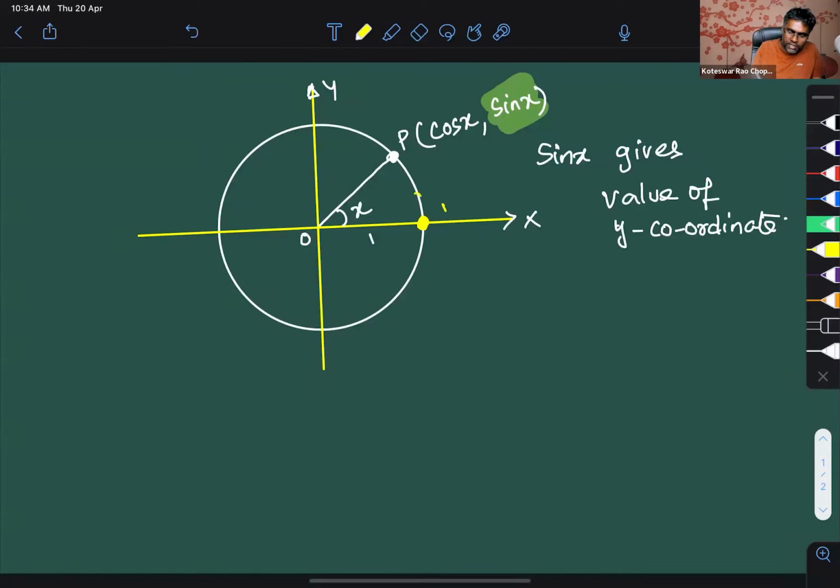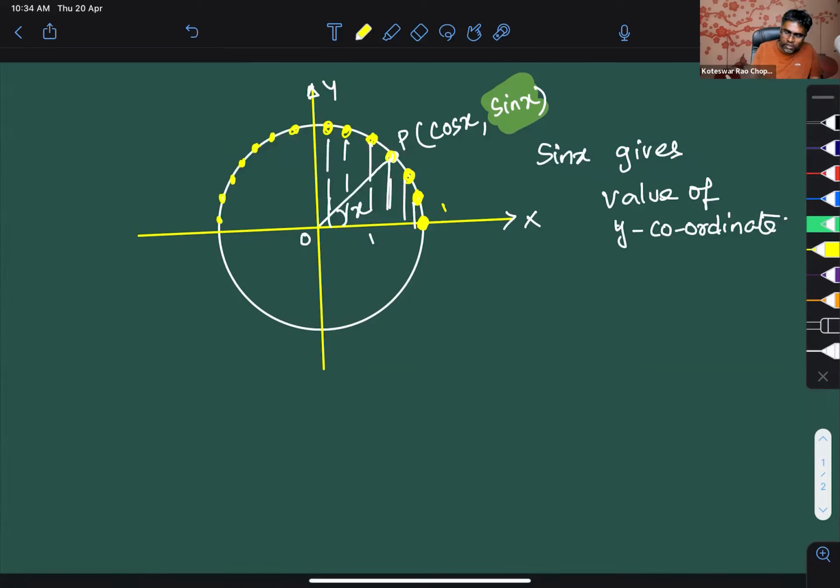Now, when x increases, let's say the point goes here, goes till here, goes till here, and then it goes on. Now, look at the y values. You can just drop a perpendicular from here, and that gives you the y values. Now, do you see these y values will increase slowly to 1? And then what will happen? As the point moves around the circle here, the y values will drop.